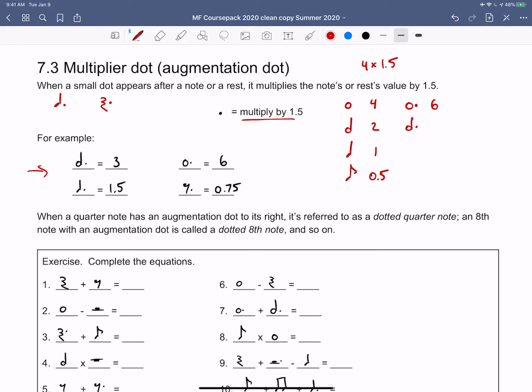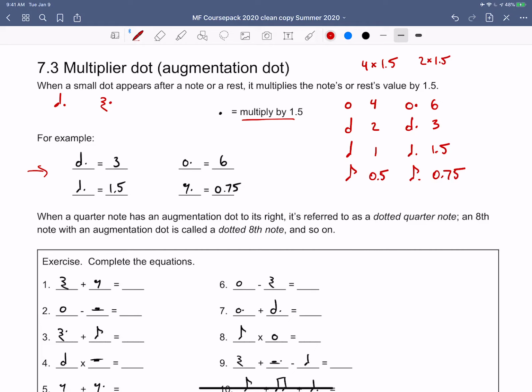You could follow the same logic down here. A dotted half note. Well, if a regular half note gets 2, a dotted half note is going to get 2 times 1.5, which gives you 3. A quarter note on its own gets 1, but a dotted quarter note, 1 times 1.5, gives you 1.5. And then here, maybe the trickiest one of the bunch. An eighth note on its own is going to be 0.5, but when you take a dotted eighth note, it's going to be 0.5 times 1.5. You're going to wind up with 0.75 of a beat. And we'll get to what those notes sound like in another couple of chapters. But for right now, it's enough to know the math here.